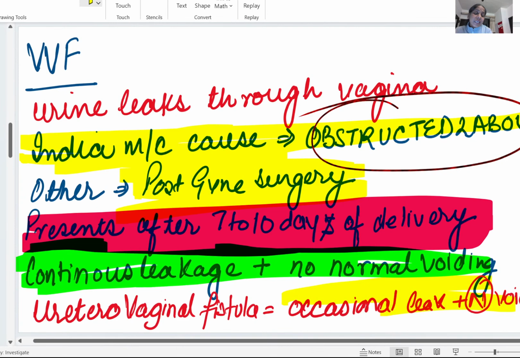If the patient says it is occasional leaking and normal voiding, it means that the bladder is intact. The leaking is somewhere upper to the bladder, so it is known as ureterovaginal fistula.